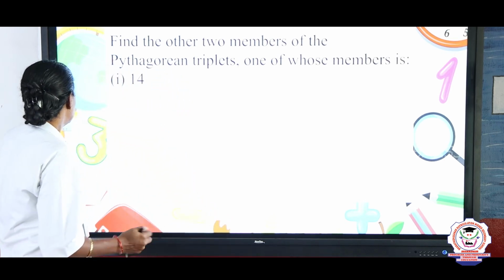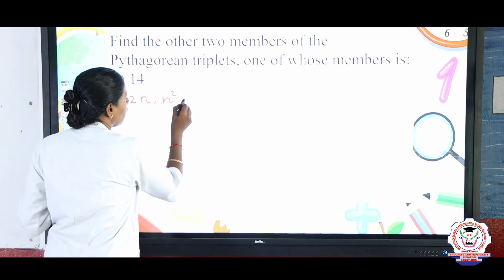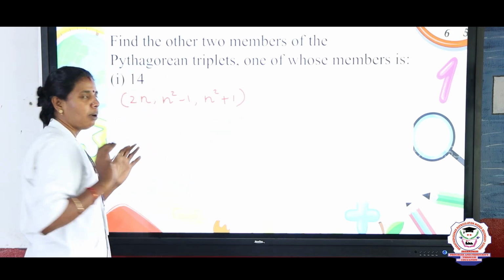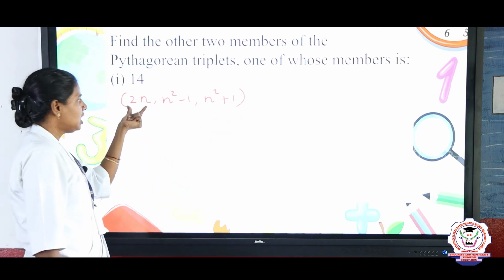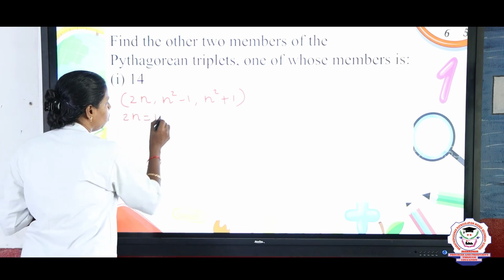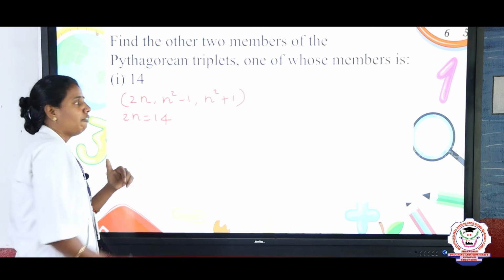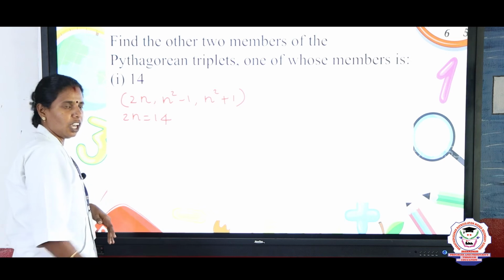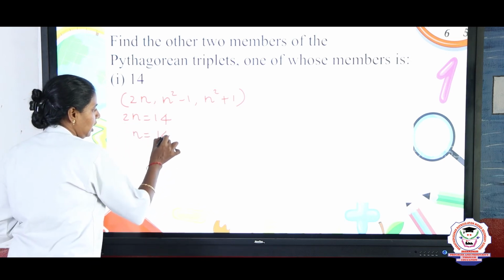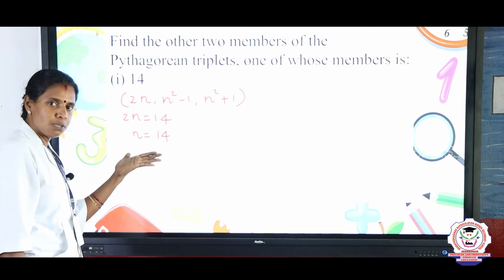So for this, the Pythagorean triplet is what? 2n, n square minus 1 and n square plus 1 is the set of triplet numbers. In this 14 is given, that is, one of the numbers is given. So 2n equal to 14. First we need to find what is n. From that we can find the other 2. Okay. So 2n is equal to 14 and we need to transpose this 2 to the opposite side. So how will we transpose?